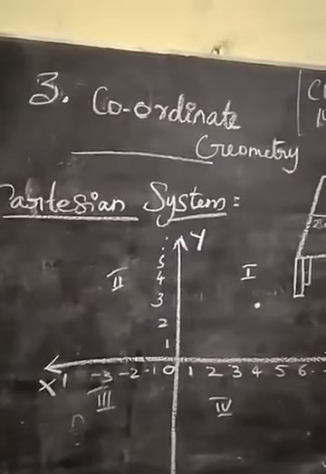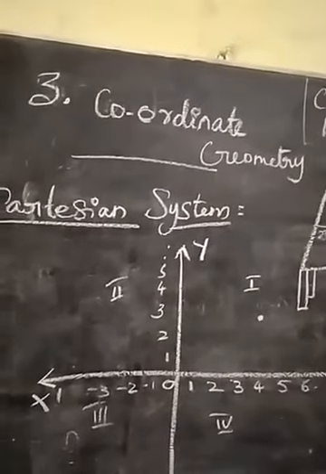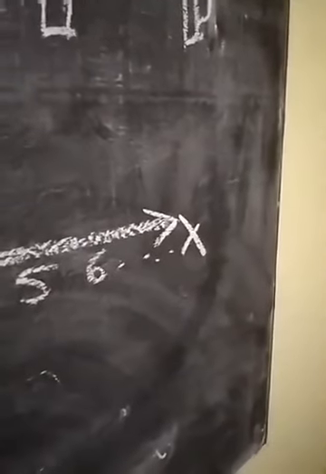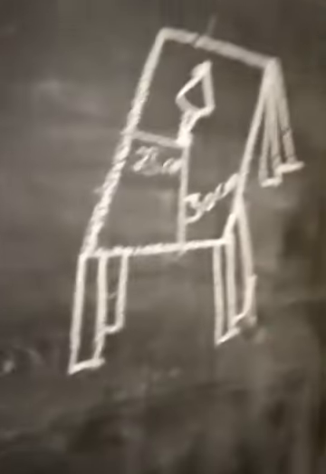Hi children, today we will study the third chapter, coordinate geometry. In earlier classes we have learned how to locate a point on the number line. Here we shall learn how to describe the position of a point lying in a plane.